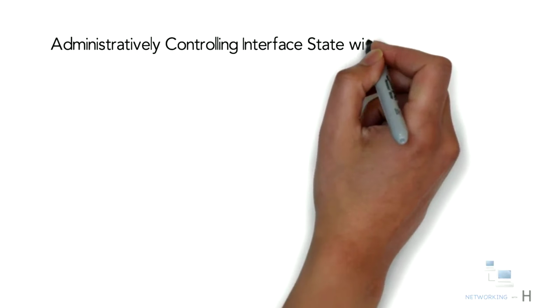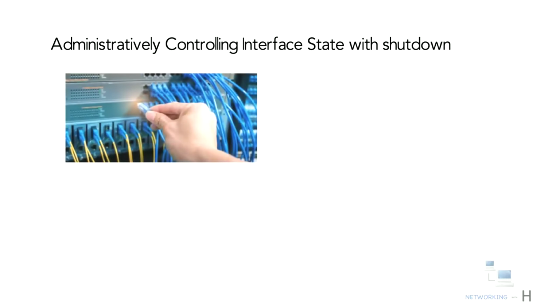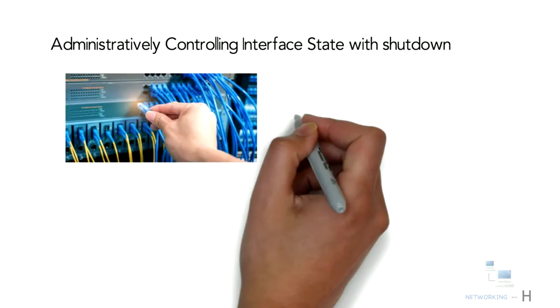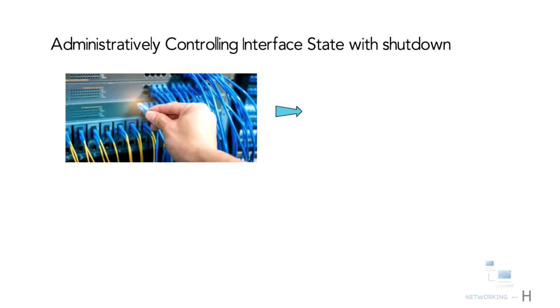Let's see how we can administratively control interface state with the shutdown command. As you might imagine, network engineers need a way to bring down an interface without having to travel to the switch and remove a cable. In short, we need to be able to decide which port should be enabled and which port should be disabled.